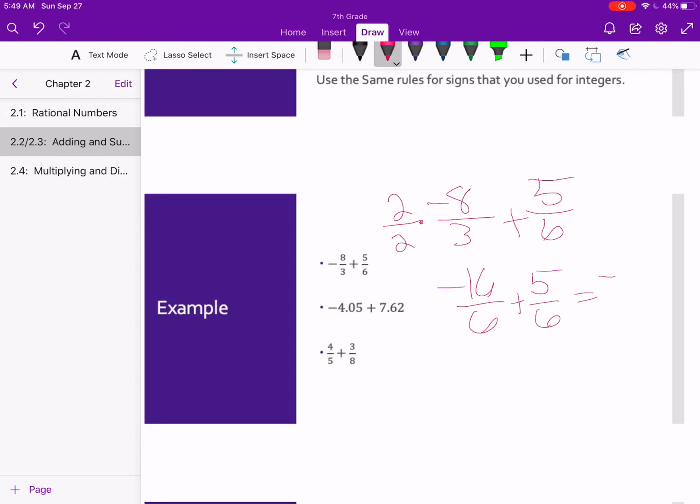-16 plus 5 is -11/6, which is equal to -1 5/6. 5/6 does not reduce, so we are good to go.